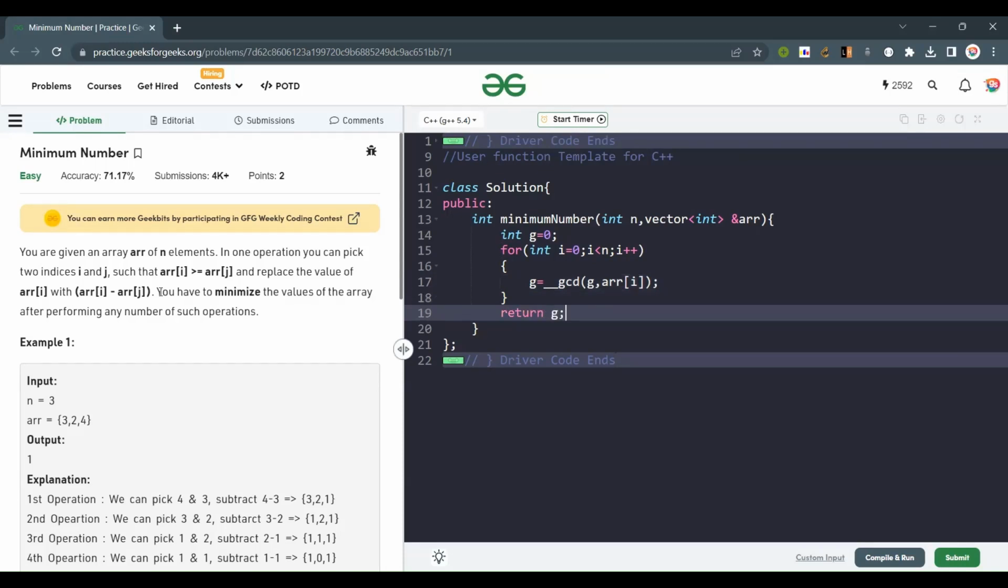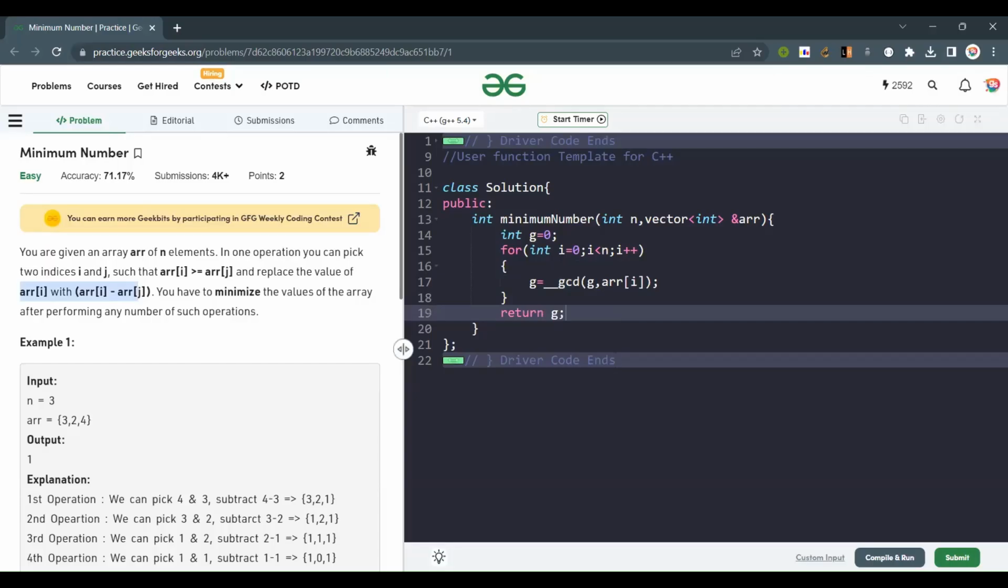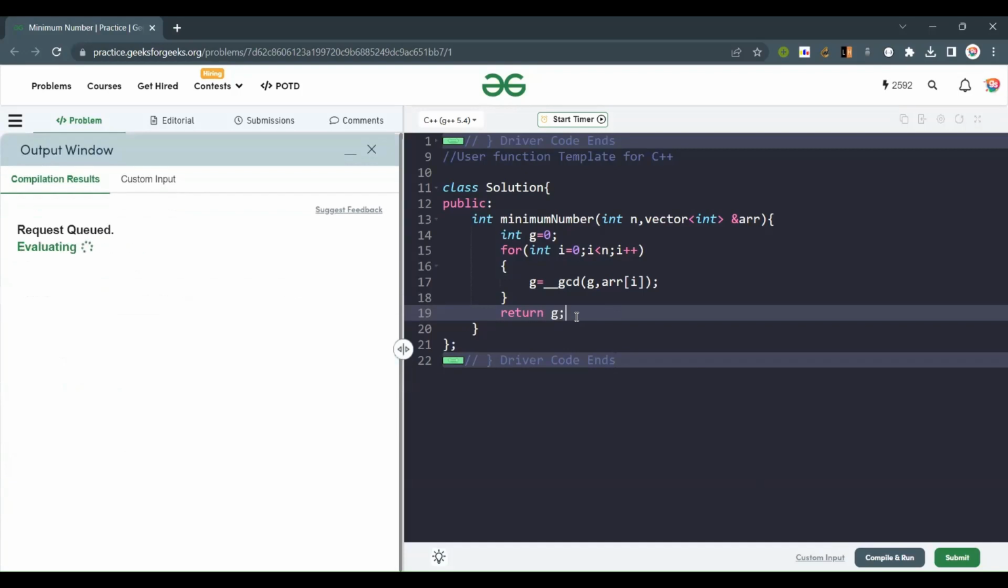This is the question. So obviously what we are doing, array i greater than or equal to array j, replace this. So I will say this is the Euclid algorithm for two numbers. If the Euclid algorithm for two numbers gives the GCD of a and b, that means for 3, 4 numbers, it will be given by the GCD of A, B, C, D, E, like this. Okay, so let's try to compare in the code and check whether it's working fine.